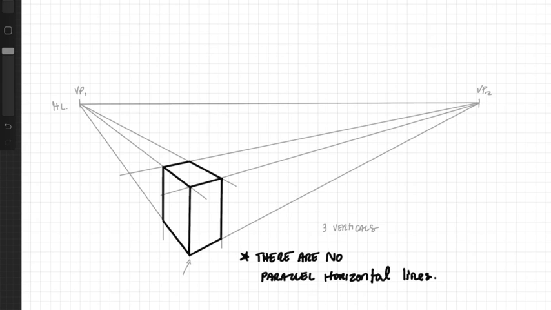And just as a reminder, like before, there are no parallel horizontal lines. All of our horizontal lines that we had in 1-point perspective are now at different angles because they all converge. All these orthogonal lines converge to vanishing point 2. And the ones on the left side all converge to vanishing point 1. So that's a key difference between 1-point perspective and 2-point perspective.